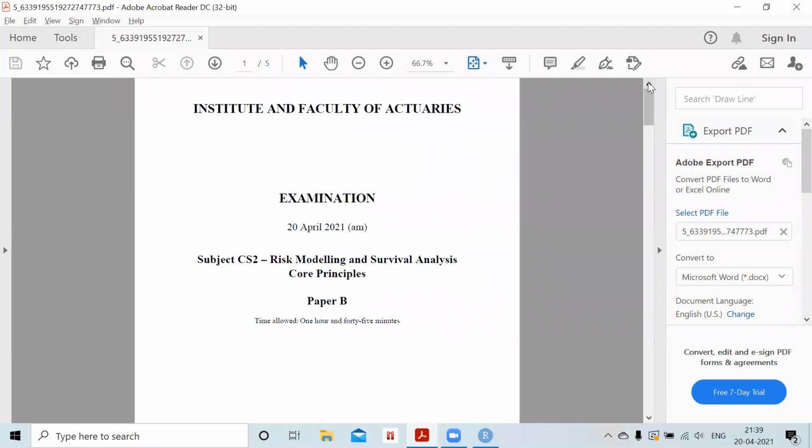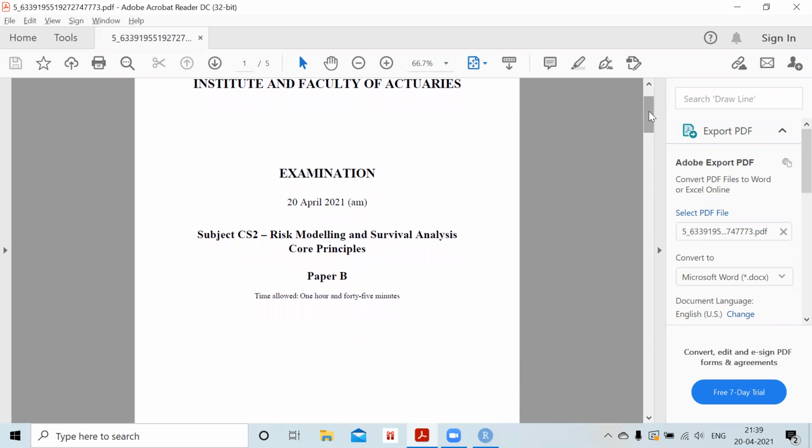This video will provide you solutions of CS2 paper B of April 2021 attempt. These solutions are indicative solutions which might not be present in the examiner report. There are several methods of solving one question, so I'm finding the best possible solution which I think I have solved. You can refer to these solutions to match back with your answers, what you have done in your exams. So let's start.